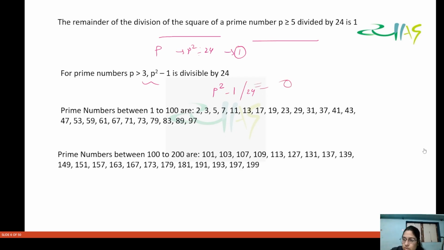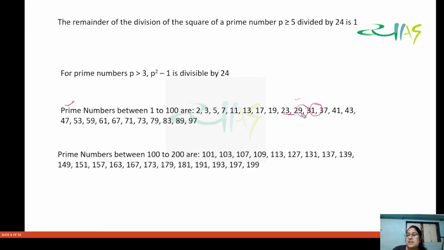Now students, since we are aiming for CSAT, let's at least see what the prime numbers are between 1 to 100 and 100 to 200, so that whenever we encounter these numbers, we don't have to do much calculation. Till 29, everybody is aware. Then you have 31, 37. Then 41, 43, 47. Then 53, 59, 61, 67. Then 71, 73. Then 79, 83, 89, 97.